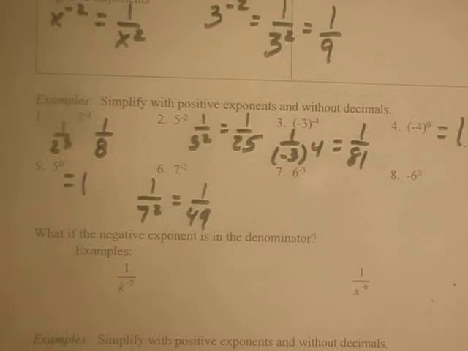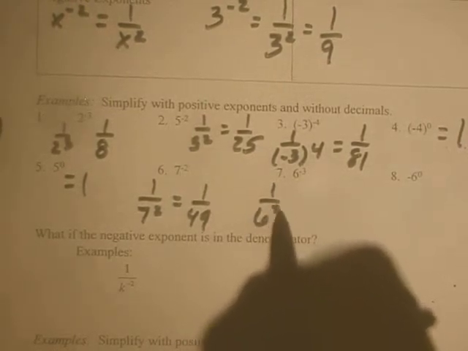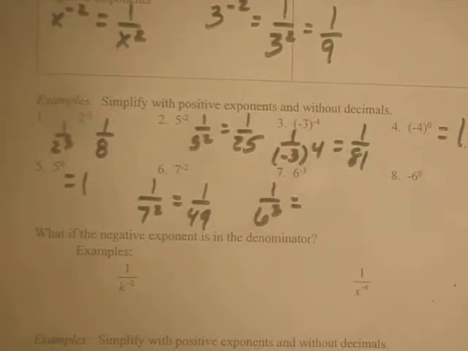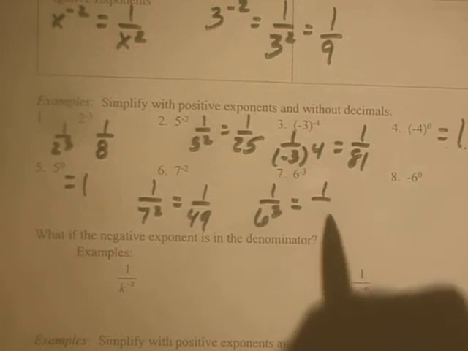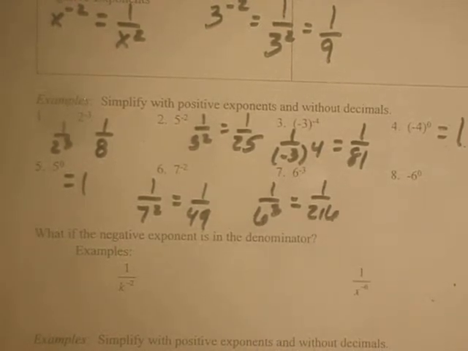Number 7, 6 to the negative 3rd, is the same as 1 over 6 to the 3rd. 6 to the 3rd power is 6 times 6 times 6. Not 100% sure my math here. I think that's 1 over 216. I don't have a calculator with me right now.